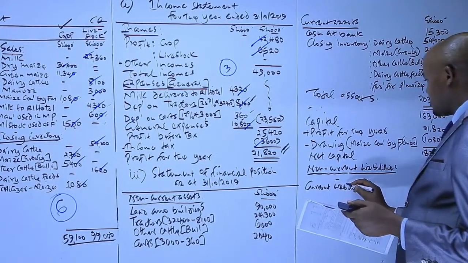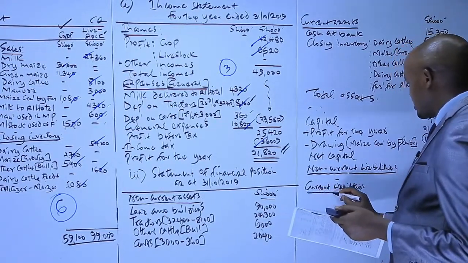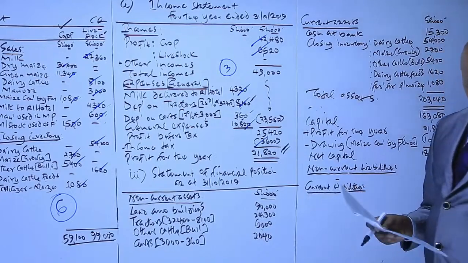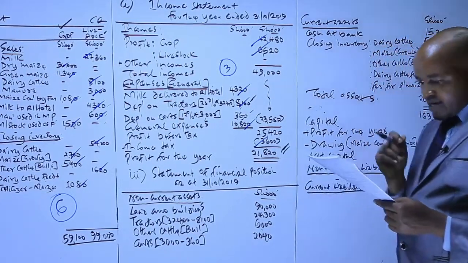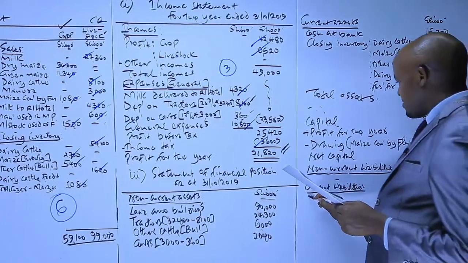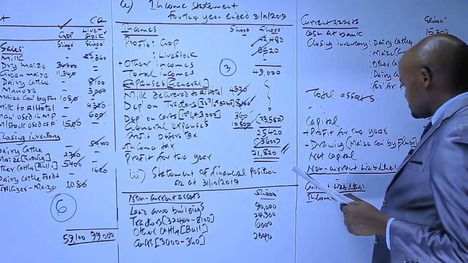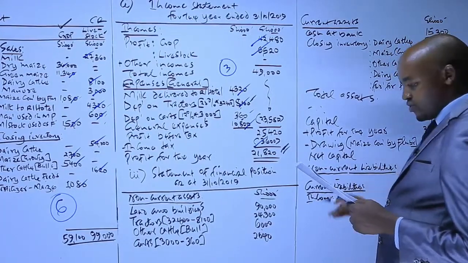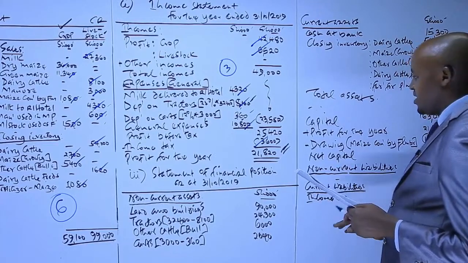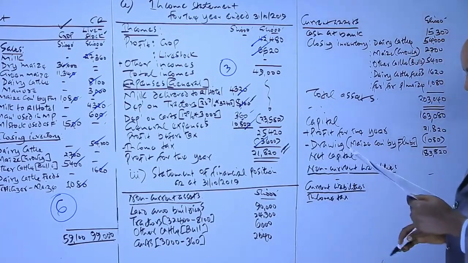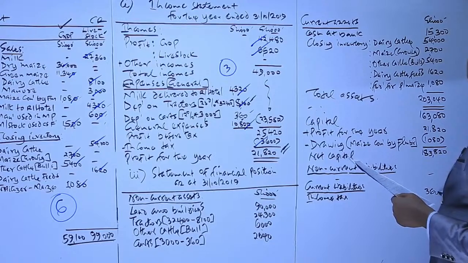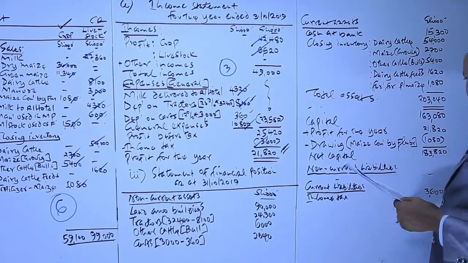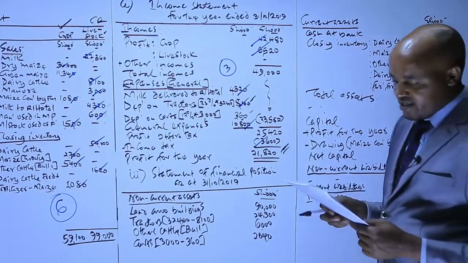For current liabilities, let's start with what we have in the additional information, number 7, where we have the income tax. That income tax was not yet paid, and that's why it is given as part of the additional information. If it had already been paid, then it should be part of the trial balance. So take into account it had not been paid, it will be one of the current liabilities.